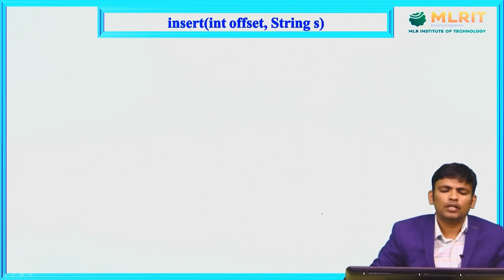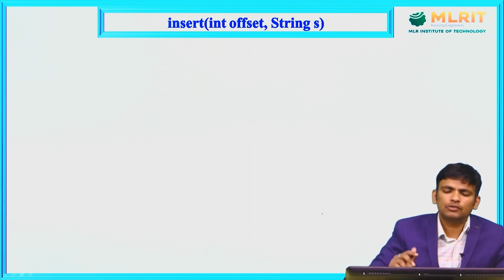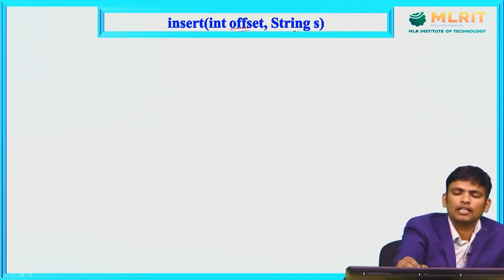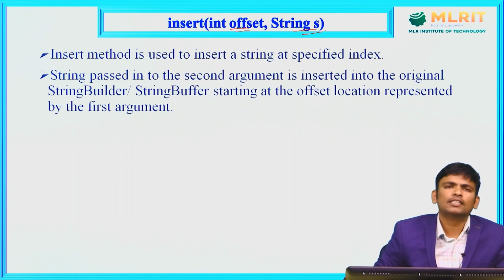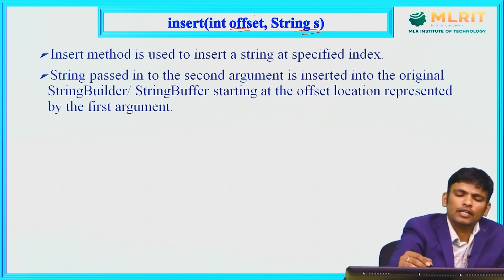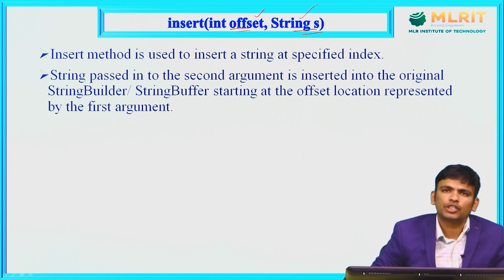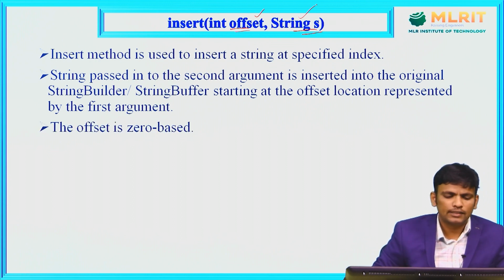So coming to the insert method. In the insert method, we need to pass two parameters. One is the offset, and the second one is a string. As the name suggests, using the insert method you can perform an insertion operation. So here we need to pass two arguments: one is your index, and the second one is your string.